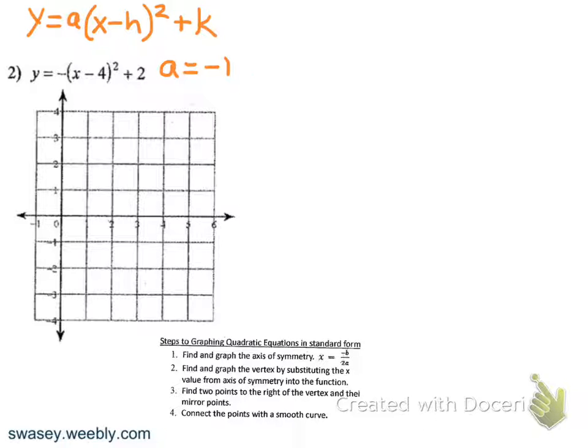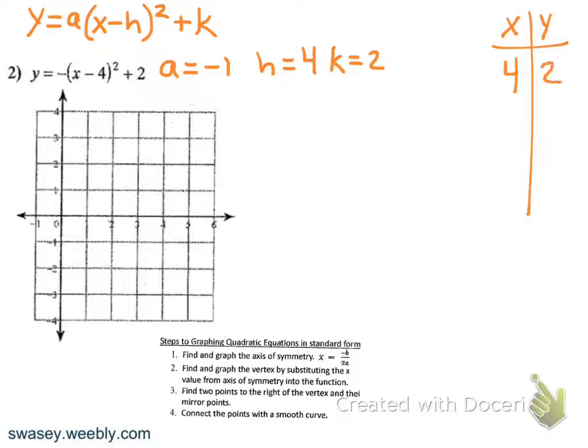and then our h is right here, and the minus is already there in the formula, so the h is 4 and the k is 2. So we already know that we have a vertex at 4, 2. And since a is negative, we know it's going to open down.